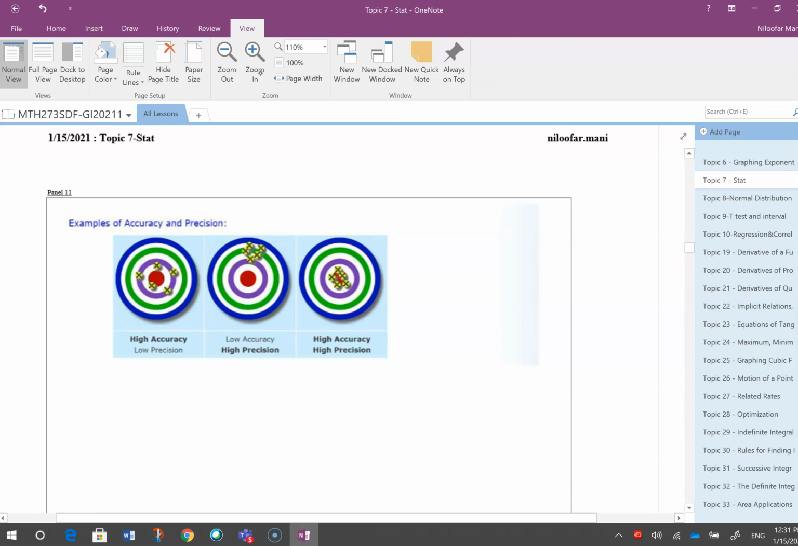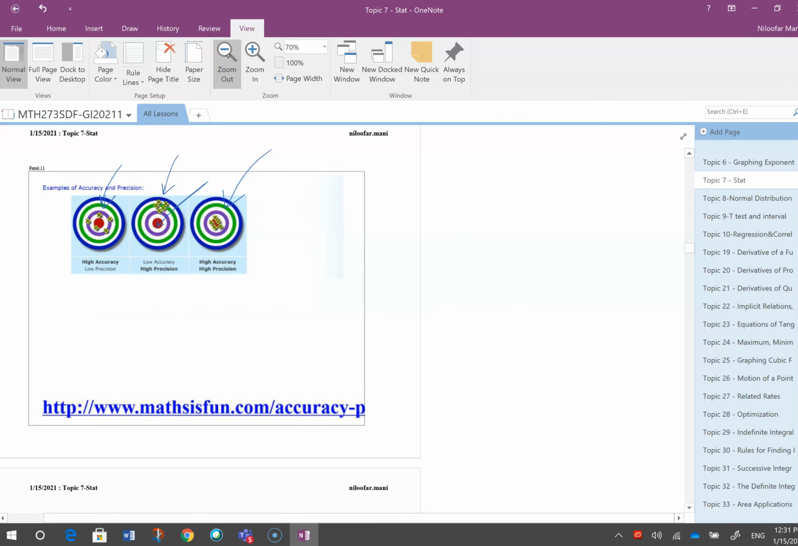Here, they are close to each other, precise, but not accurate, because they are not close to the actual value. Here they are close to the actual value, but far from each other. And here, both: it's reliable because I have high accuracy, close to the true value, and they are also close to each other.